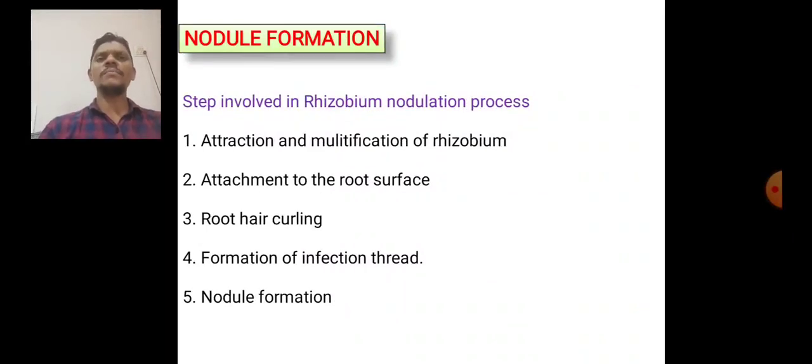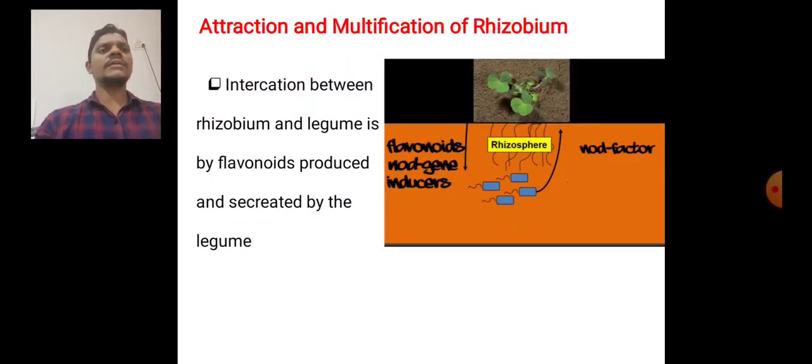The nodule formation of the rhizobium: the steps involved in the rhizobium nodulation process are the attraction and multiplication of rhizobium, the attachment to the root surface, then root hair curling, formation of the infection thread, and the nodule formation. In the attraction and multiplication of rhizobium, the interaction between rhizobium and legume begins with flavonoids produced and secreted by the legume. The flavonoids are the nod gene inducers.